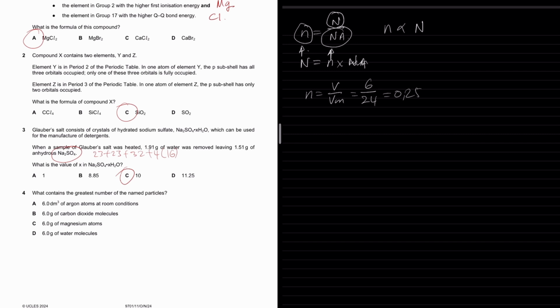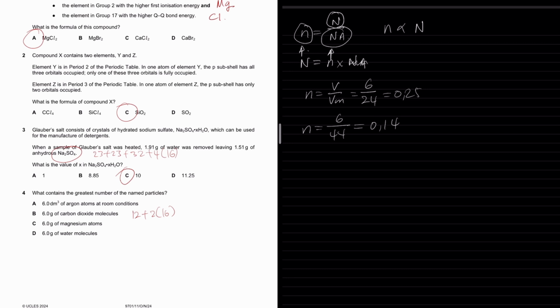Then carbon, that's grams, so we can use the molar mass formula. So n is equal to 6 divided by 12, which is... oh, carbon dioxide, excuse me. So carbon dioxide is not 12. So number of moles is equal to 6 divided by, carbon dioxide has a molar mass of 12 plus 2 times 16, so that's 44. So 6 divided by 44 is 0.14.